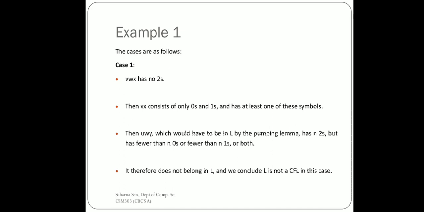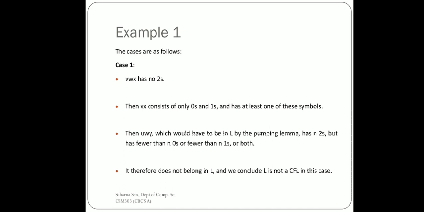Because since we are going to pump v and x, they should not be empty. w can be anything. That's why we are considering only vx, which consists of only zeros and ones and has at least one of these symbols. Then u, w and y are what remain, which would have to be in L by the pumping lemma, but it has n 2s and fewer than n zeros or fewer than n ones or both.